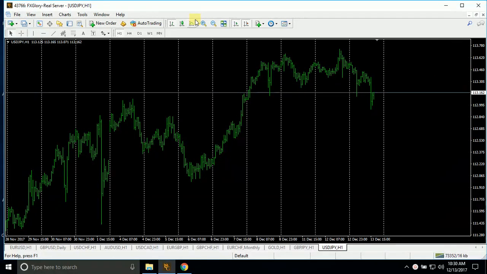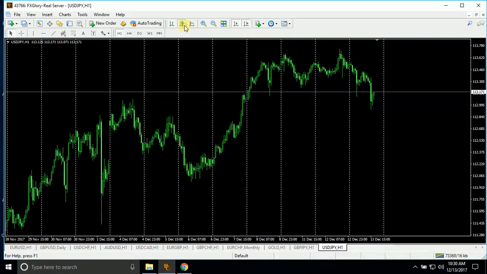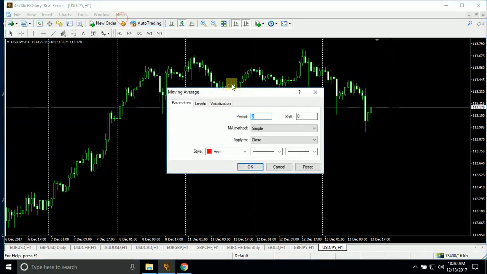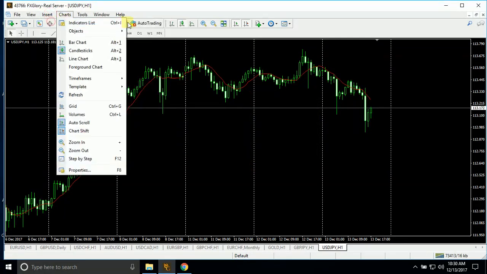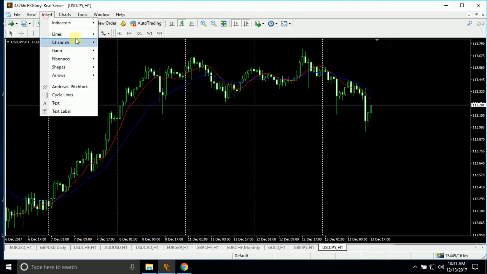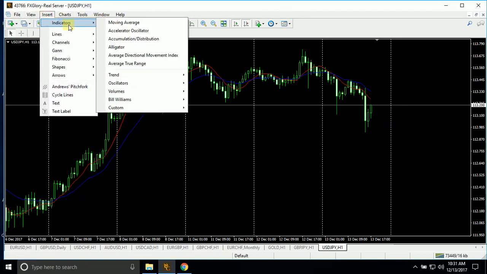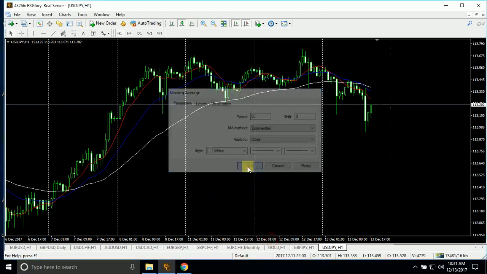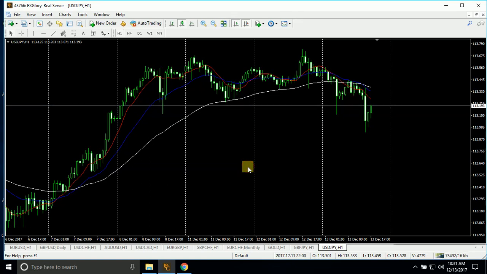Control Y adds our separators. By default, we have the bars. We want the candles. These are the bars. By default, we want the candles. Okay. So now, what we already know is we're gonna add the indicators, moving average. We're gonna add the 8 as a simple indicator, moving average, 21, exponential, blue, insert indicators, moving average, 21, 50, we're going to use 55, white, here. Bingo. We're in the game.